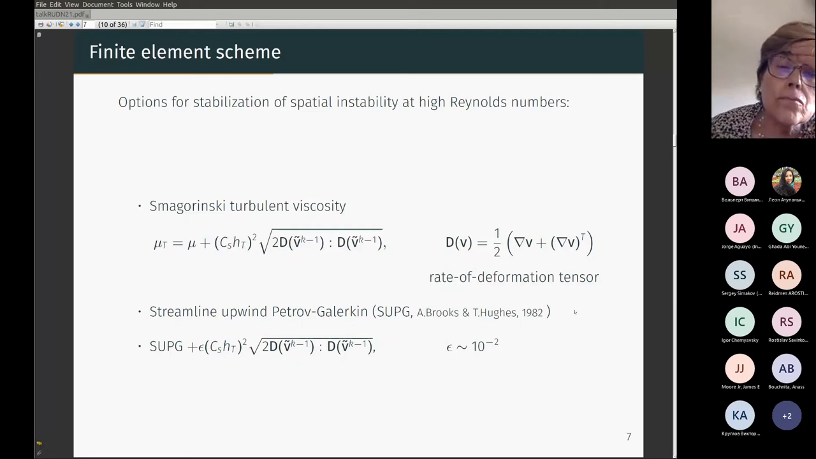The second possibility is the streamline Upwind-Petrov-Galerkin method, which was introduced almost 40 years ago, and several years ago it was generalized to moving meshes. And the third option is to combine streamline Upwind-Petrov-Galerkin stabilization and partial weighted Smagorinsky turbulent viscosity stabilization. The weight epsilon is small, like 1% of the normal Smagorinsky turbulent viscosity.